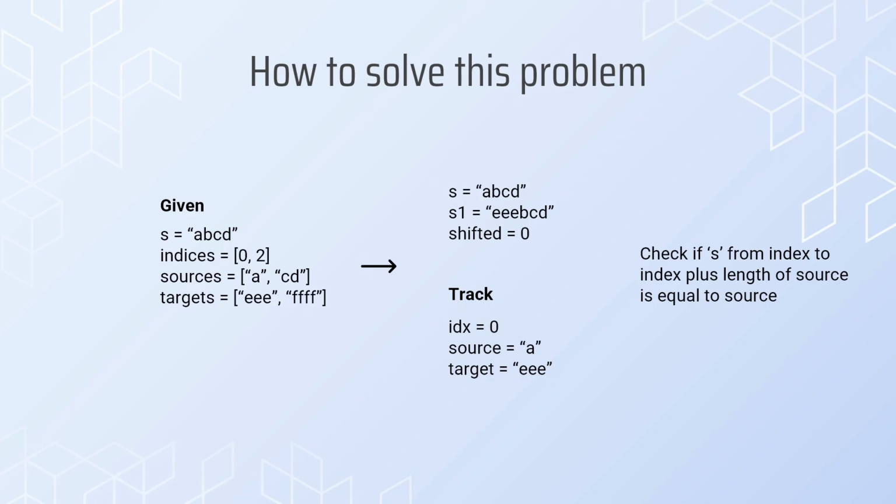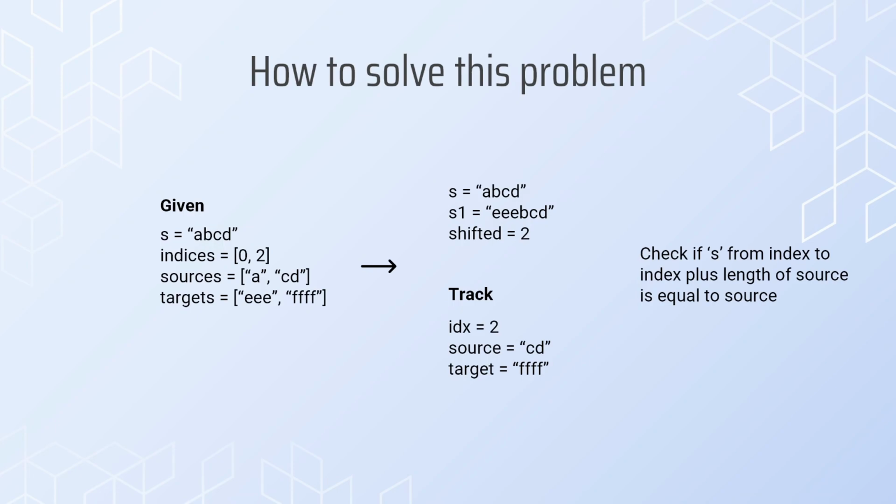You keep the value before. You don't make shifted equal to 2. You just increment the value of shifted by 2. So we see that shifted becomes 2 now. So the next thing we need to do is go on to the next parallel values in our lists that were given to us. So that would be 2, CD, and 4 Fs.